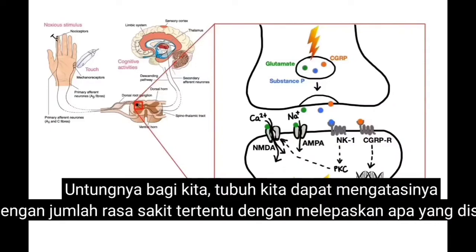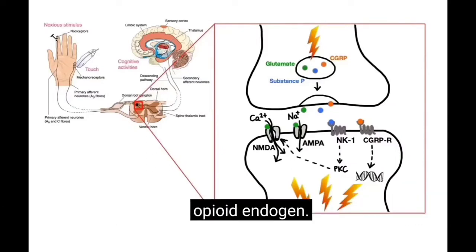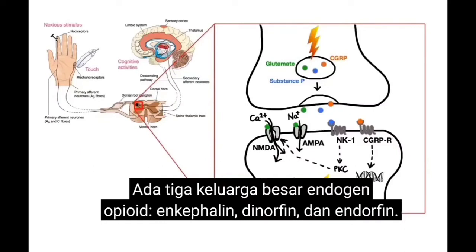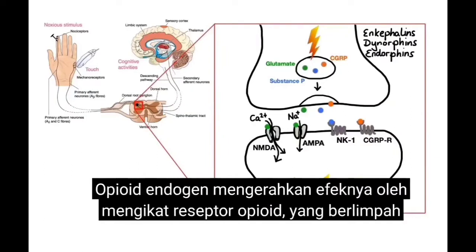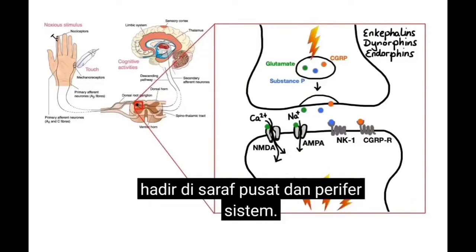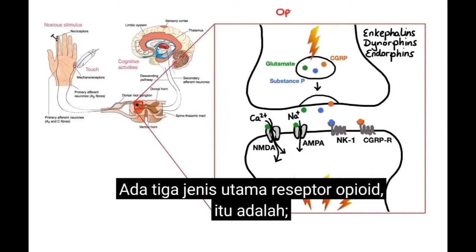Now, fortunately for us, our bodies can cope with a certain amount of pain by releasing so-called endogenous opioids. There are three major families of endogenous opioids: the enkephalins, dynorphins, and endorphins. Endogenous opioids exert their effects by binding to opioid receptors, which are abundantly present in the central and peripheral nervous systems. There are three major types of opioid receptors, that is mu, delta, and kappa.